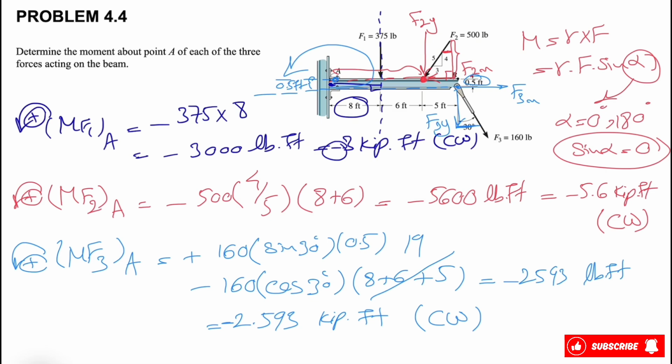All we need to do is to be careful about the distances between the point that we are finding the moment about and the point where the force is applied. For F1 and F2, they are all in the same x position, in the same line. That's why we don't have any moment from F2x about A. But here, since we have a 0.5 foot distance, we need to account for the moment of the x component of the force. And that would be the final answer for this question.